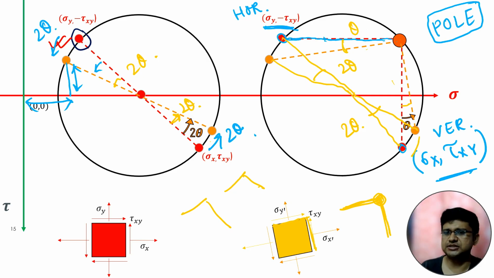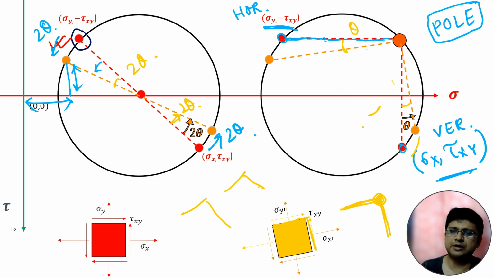So the logic is actually the same, and very simple. But in place of rotating by 2 theta, we can use the concept of pole for getting the stress for a new point. If this is the new point, there will be a new value of normal stress and shear stress. We can easily calculate that from the Mohr circle.